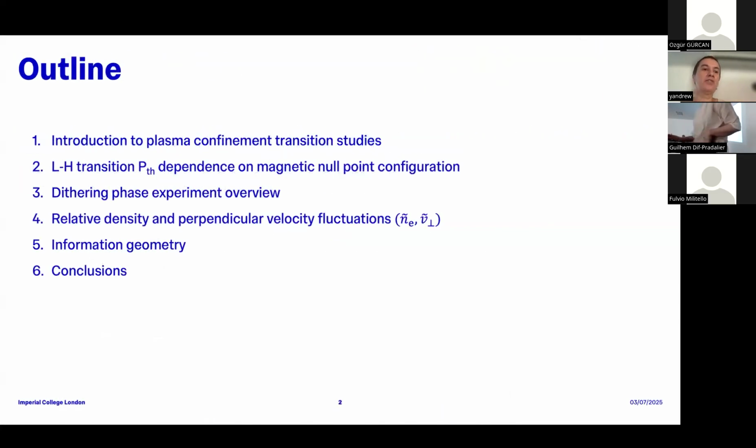So an outline of the talk: I'll start with an introduction to plasma confinement studies. I was asked to cover this pet project of mine over the past few years, and this is the dependence of the L to H transition power threshold on the magnetic null point configuration. And then go on to show you a more recent experiment that we've done on MAST-U, the relative density and perpendicular velocity fluctuations, how they evolve, some information geometry analysis on those results, and then conclusions.